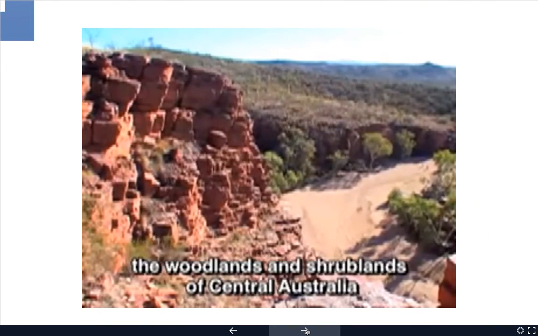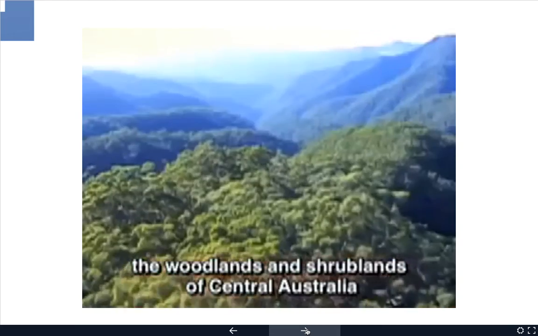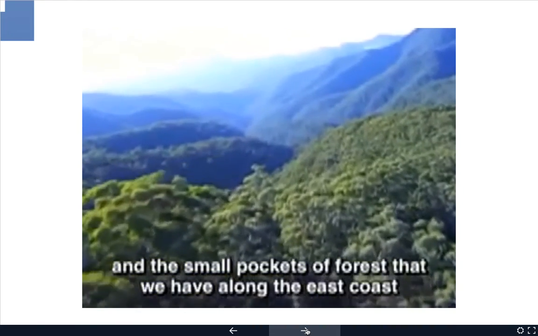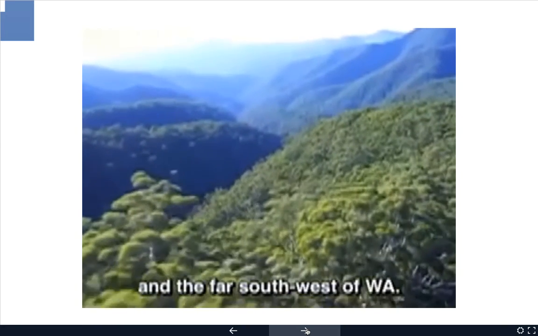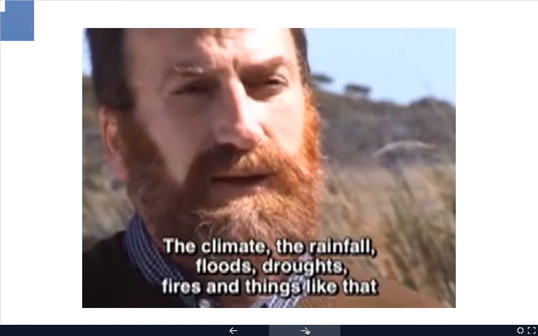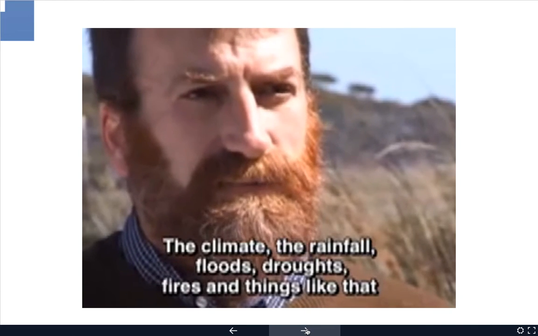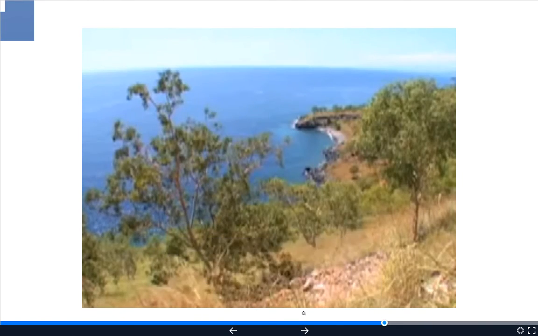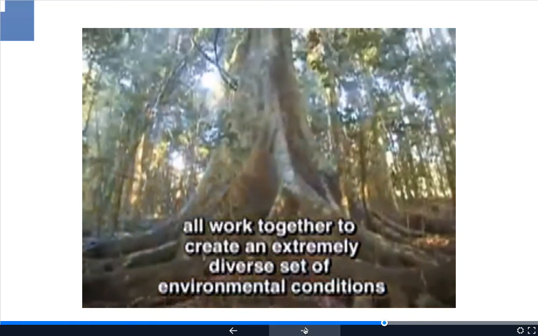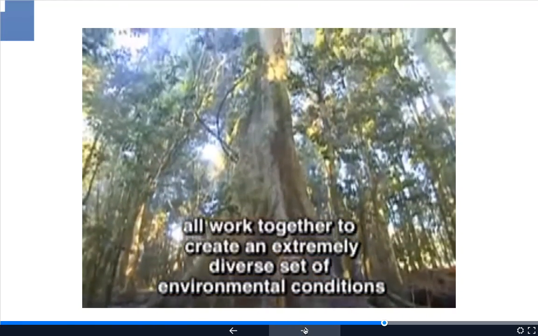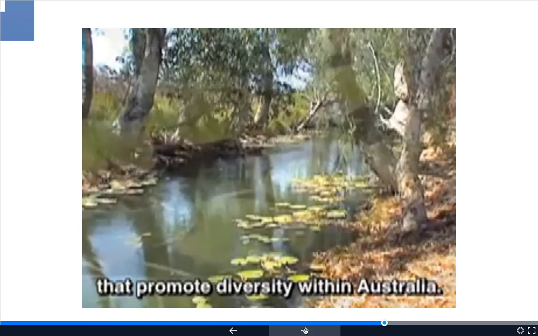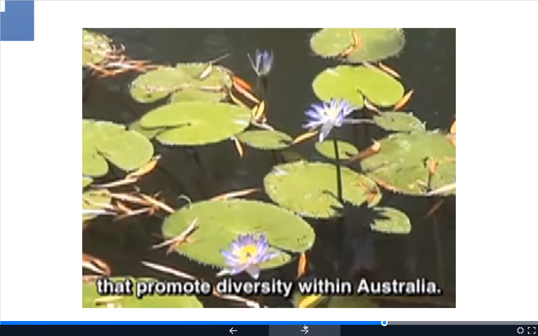The woodlands and shrublands of Central Australia, and the small pockets of forest that we have along the east coast and the far southwest of Western Australia. The climate, the rainfall, floods, droughts, fires, and things like that all work together to create an extremely diverse set of environmental conditions that promote diversity within Australia.